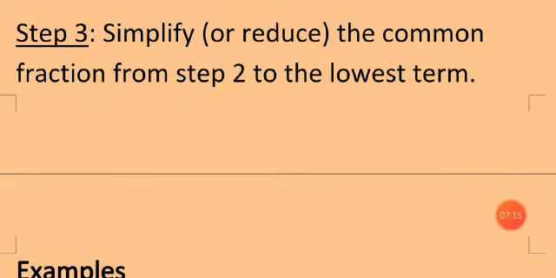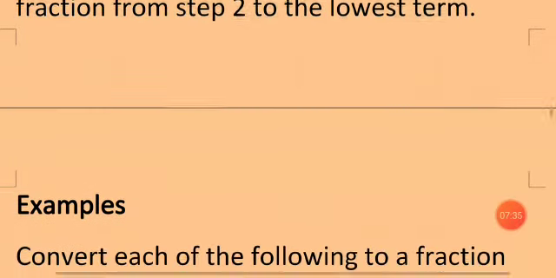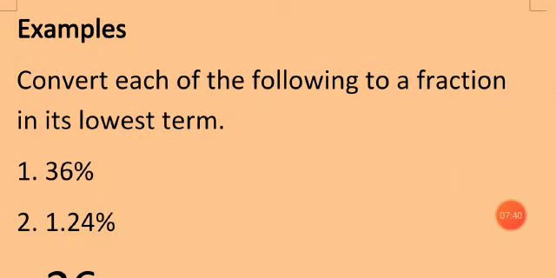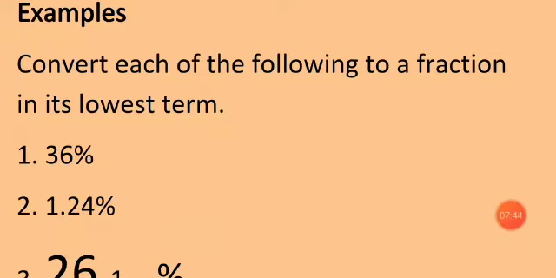Step 3. After you have taken either step 1 or step 2, A or B, step 3 says you should simplify to reduce the common fraction to the lowest term. You should not just leave your answer the way we left it in the last correction. Last correction, when we had 36/100, we left it as that.